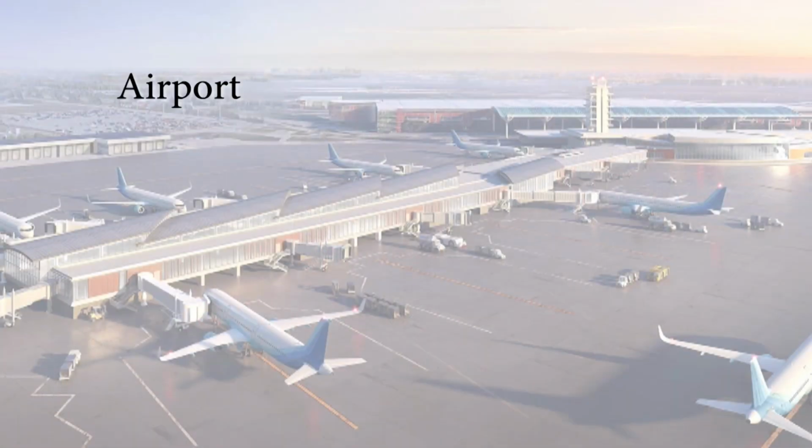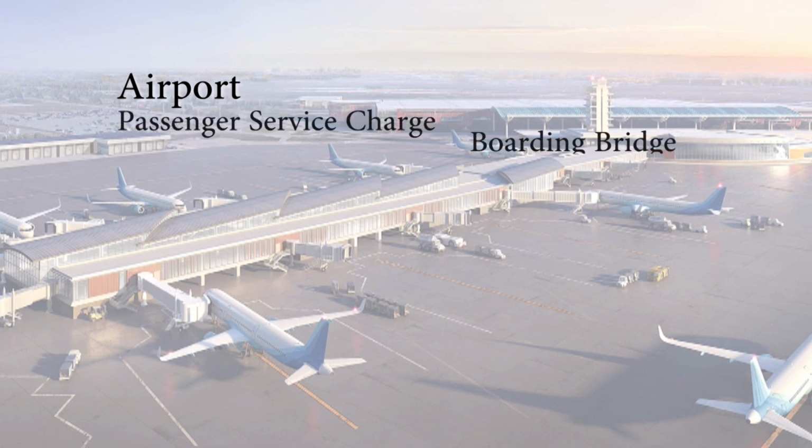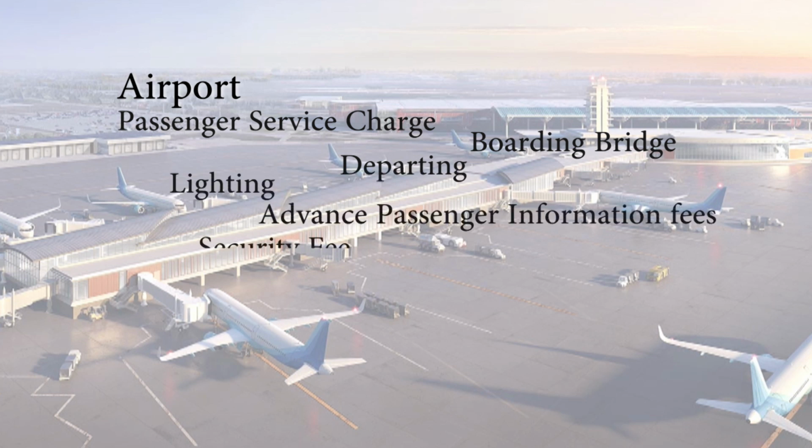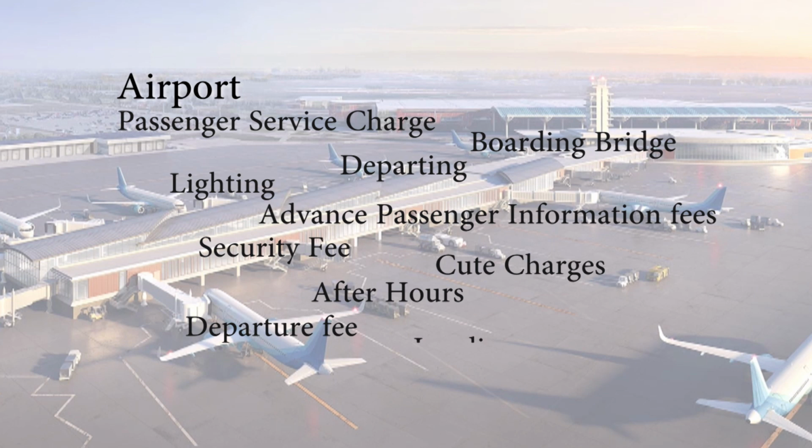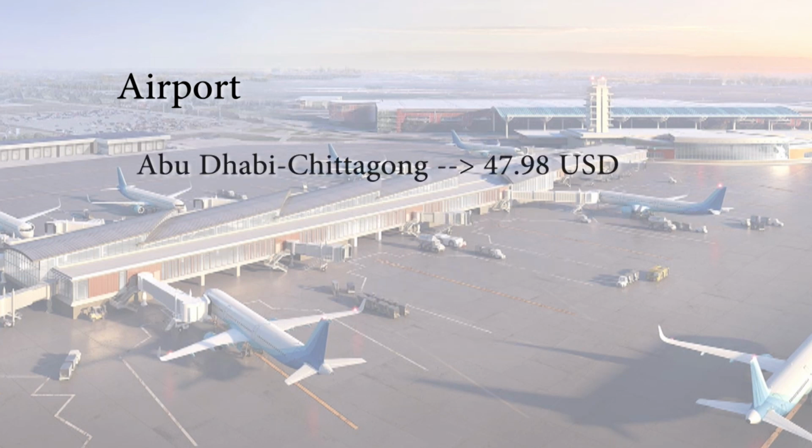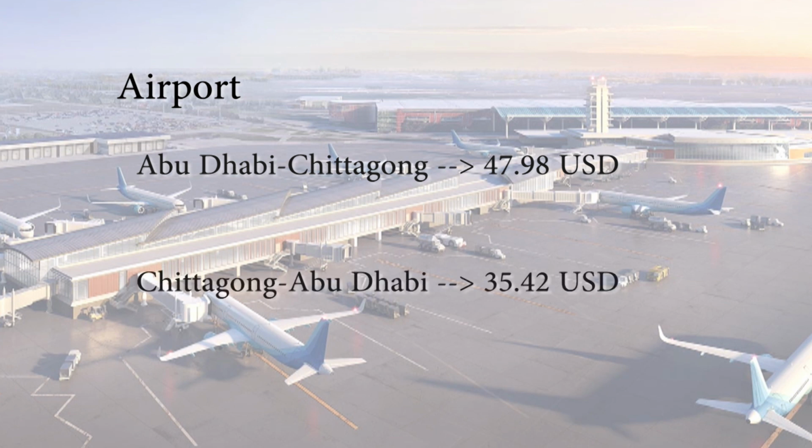After the airspace, we proceed to the airport. The airport will be a very difficult calculation because they include many taxes and many charges, and even have the landing charge for the aircraft. So all the taxes and charges included, including the security, the service charge, the landing fee and the boarding fee, etc., we have a total of $47.98 per pax for the flight from Abu Dhabi to Chittagong in Bangladesh. And for the Chittagong to Abu Dhabi flight, we have a cost of about $35.42 per person for each flight.